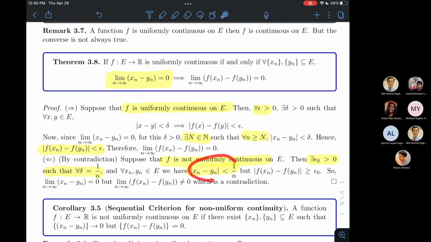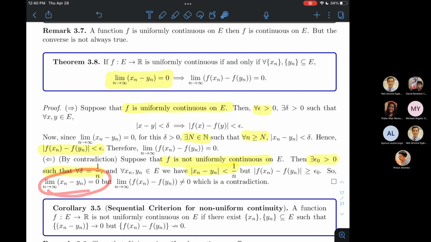So, but this can be translated to the limit of x sub n minus y sub n being equal to 0. Okay? Kasi nga, ang xn minus yn ay laging mas maliit sa 1 over n. So, sure tayo na yung xn minus yn ay papalapit ng papalapit kay 0. Kasi nga, mas maliit siya sa lahat ng 1 over n. So, definition ng limit ng isang sequence.